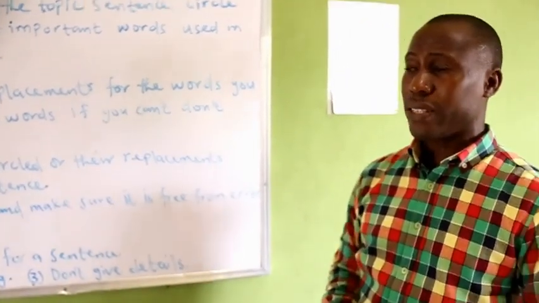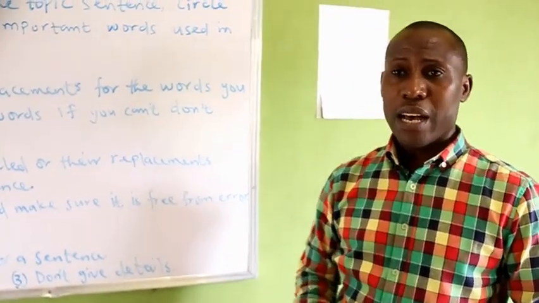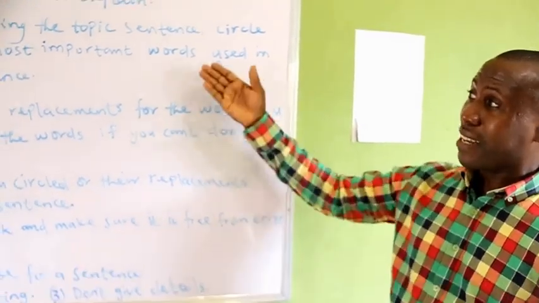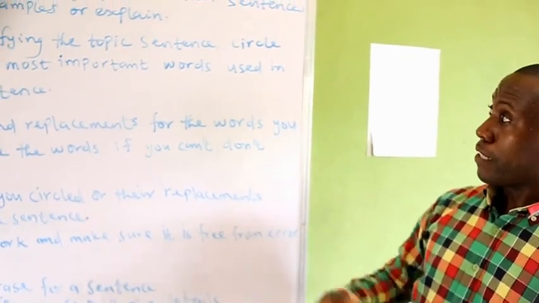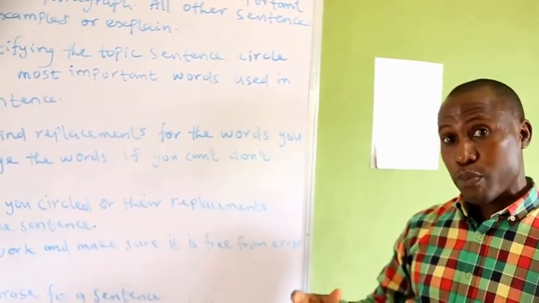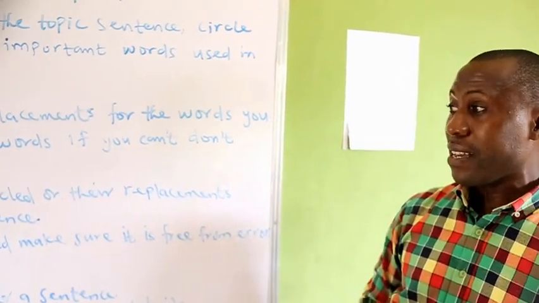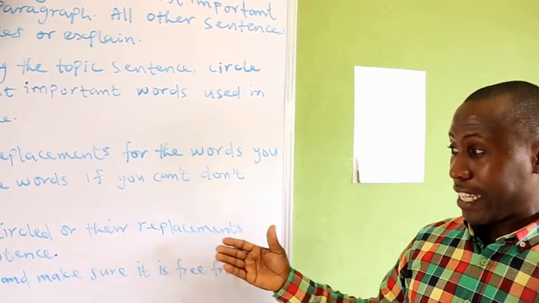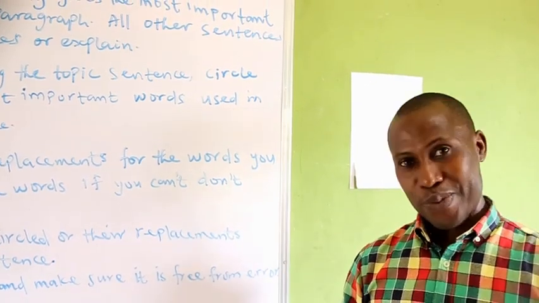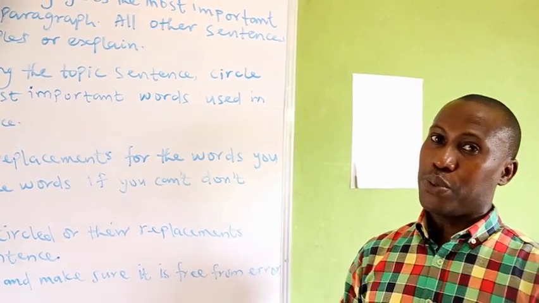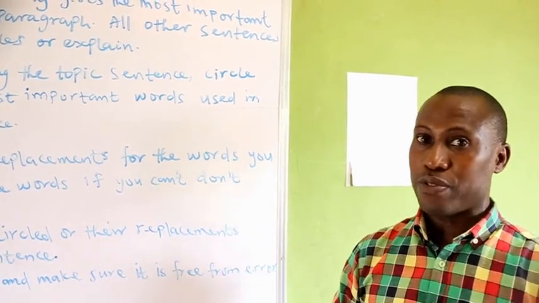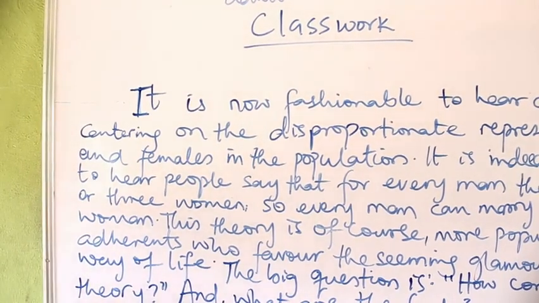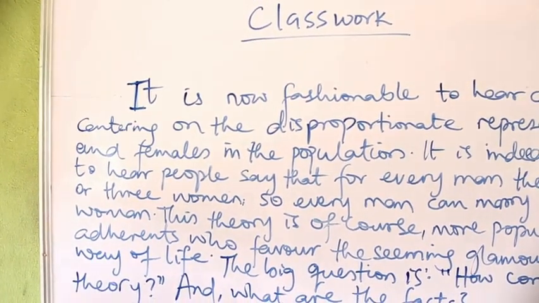Now we are going to look at a short paragraph, and then we'll try to bring out the topic sentence and identify the 2 or 3 words that are the most important words in the topic sentence, and we're going to see if we can find replacements for them and then form a simple sentence with them. I do hope that you understand what I've explained so far. Now let us look at this short paragraph.